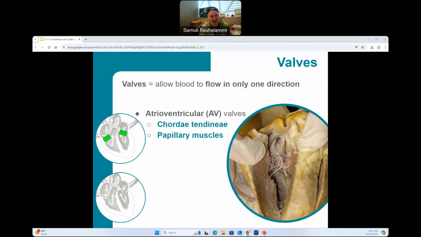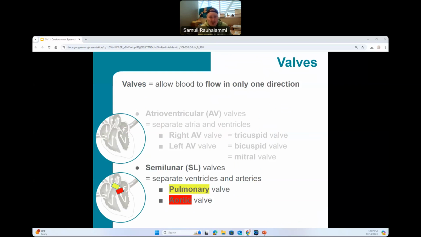Instead, I want to shift our attention to the semilunar valves. And semilunar valves are closed during the heart relaxation stage. And they open during the ventricular contraction. And the reason why they open is really to pass the blood to the lungs and to the systemic circulation. And there's going to be 2 of these again.